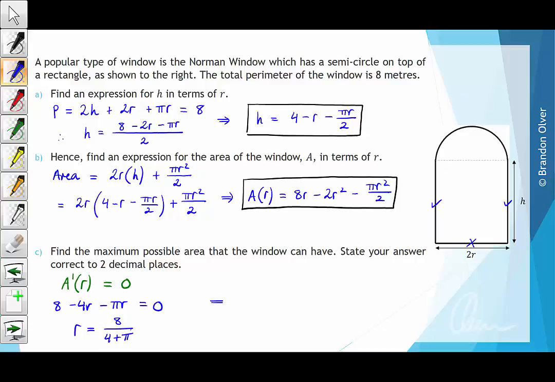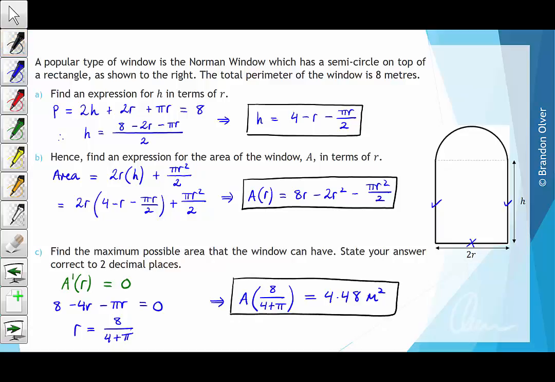So to find the area of our maximum window, we simply substitute that value of r into our area formula. So we're going to substitute 8 divided by 4 plus pi into our area function, which we found in part B. And if we do that on our calculators, we get that that is equal to 4.48 metres squared, and that answer is correct to 2 decimal places. So that's the maximum area that this window can have.